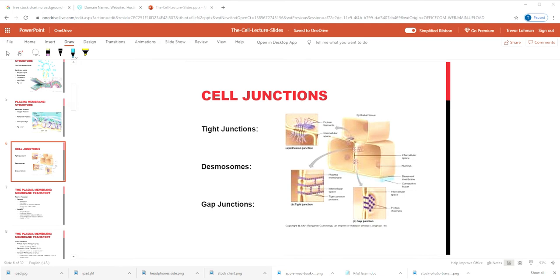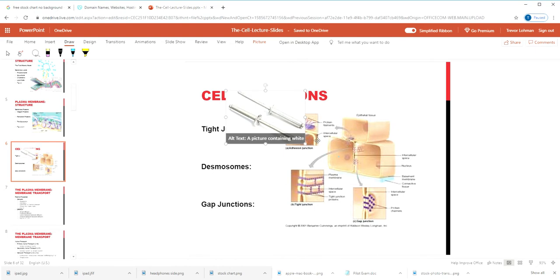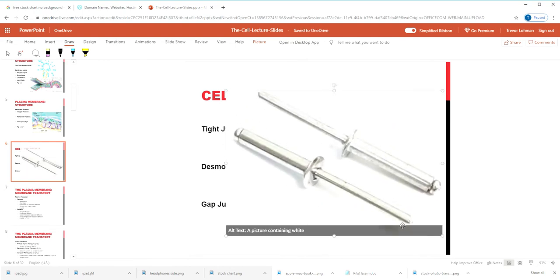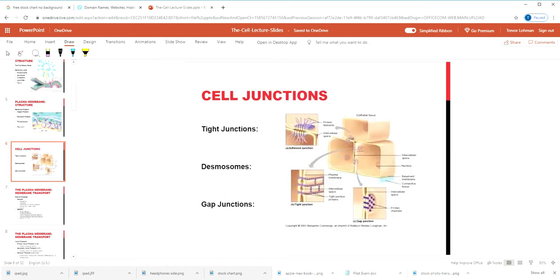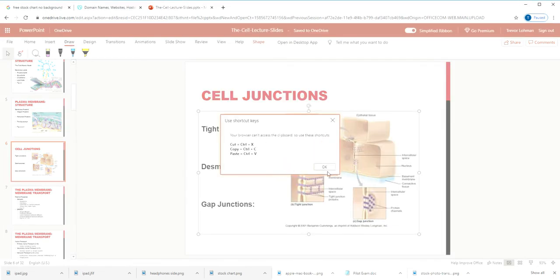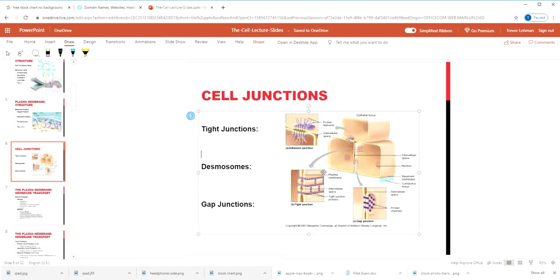So I'm going to pull up a picture of a rivet. Okay, so this is a rivet before it's actually used, before a rivet gun is applied to it. So that's it pre-used. So this here is a rivet about to be used. Let me show you. Control V.